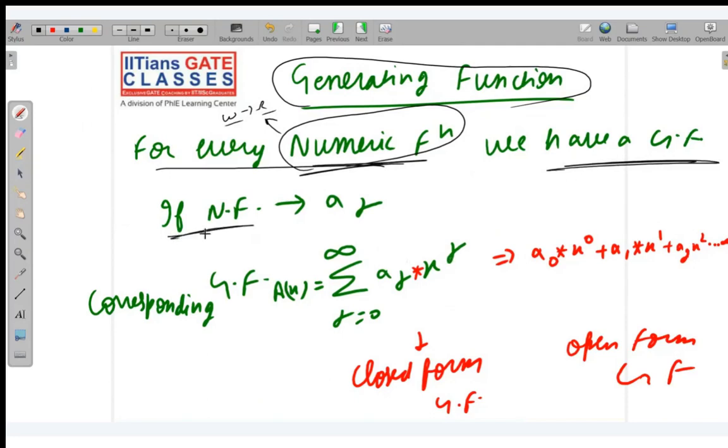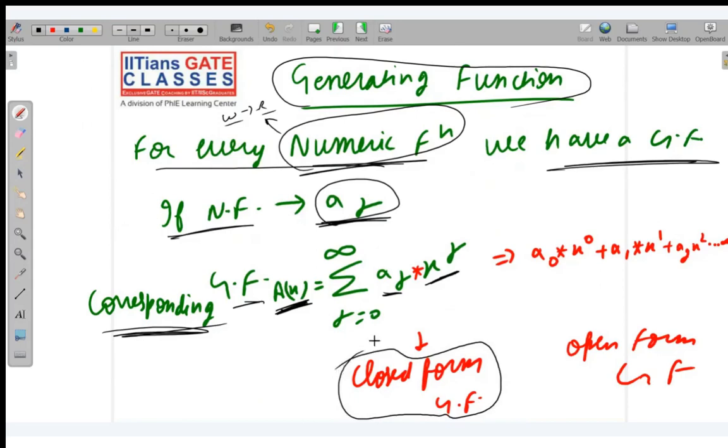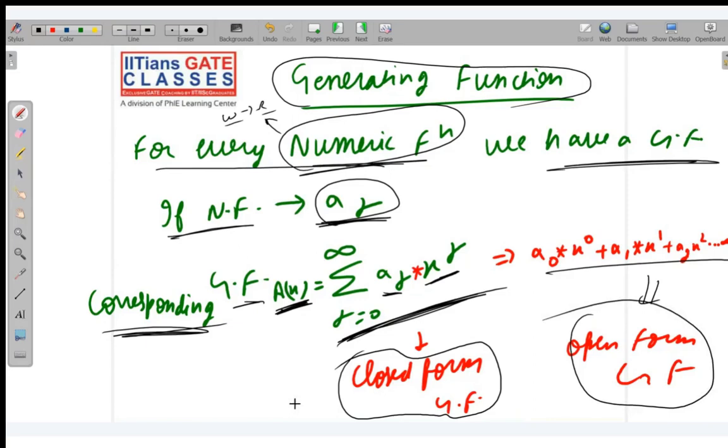If the numeric function is a_r, I have told you the representation of a numeric function is a_r, then its corresponding generating function is represented as A(x), and it will be sigma r equals 0 to infinity a_r multiplied by x power r. This is known as the closed form of the generating function. If you open it up, when r is 0 it will be a0 multiplied by x power 0, then a1 multiplied by x power 1, then a2 multiplied by x power 2, and so on up to infinity. This is known as the open form of the generating function.